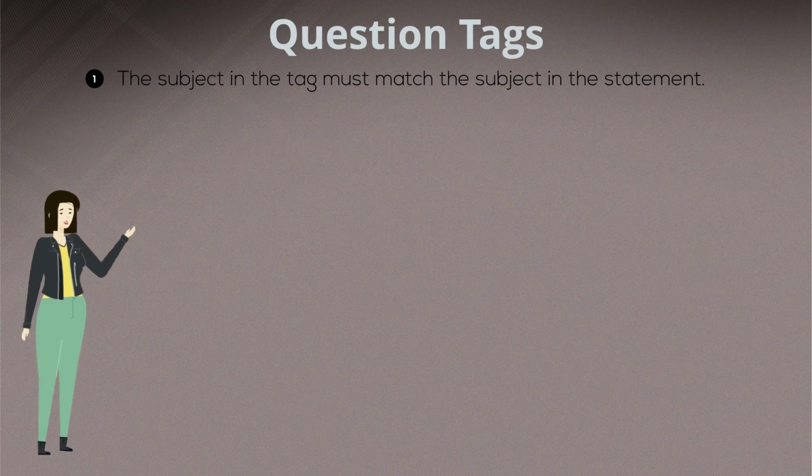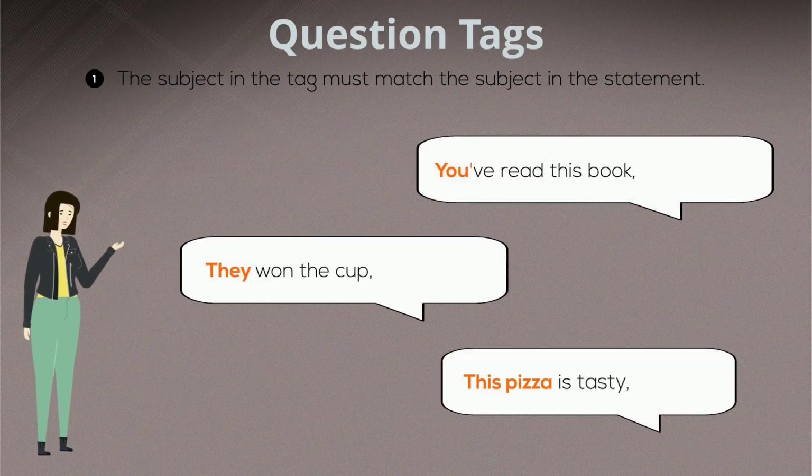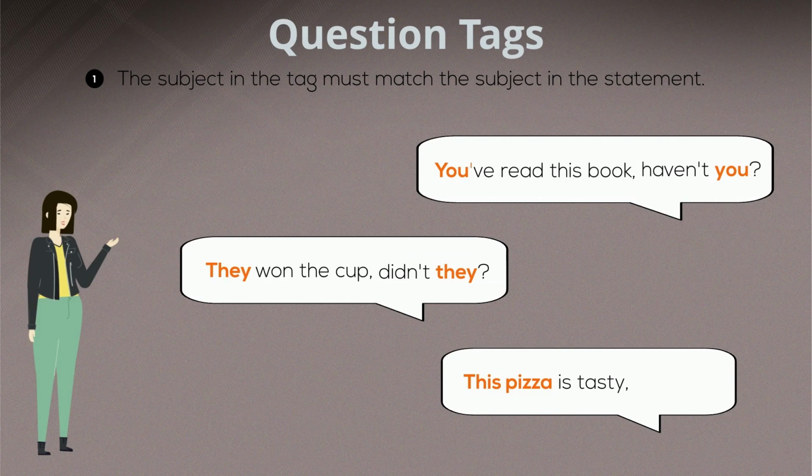The subject is the person, or thing, that does the action, and in question tags the subject must be the same as the statement. So, for example, if we want to add a question tag to the statement, "You've read this book," then, because you is the subject, we need to make sure we use you in the question tag. Similarly, in the statement, "They won the cup," they is the subject, so the question tag must have they as well. If the subject is an object, then the subject in the question tag will be it, as in the pizza is tasty, isn't it?